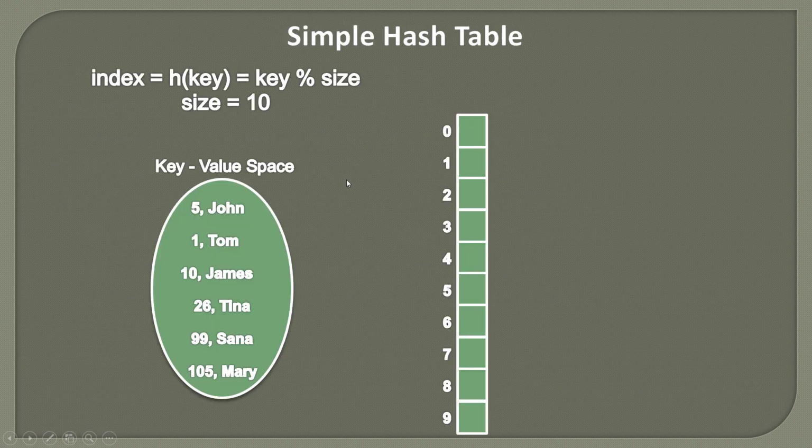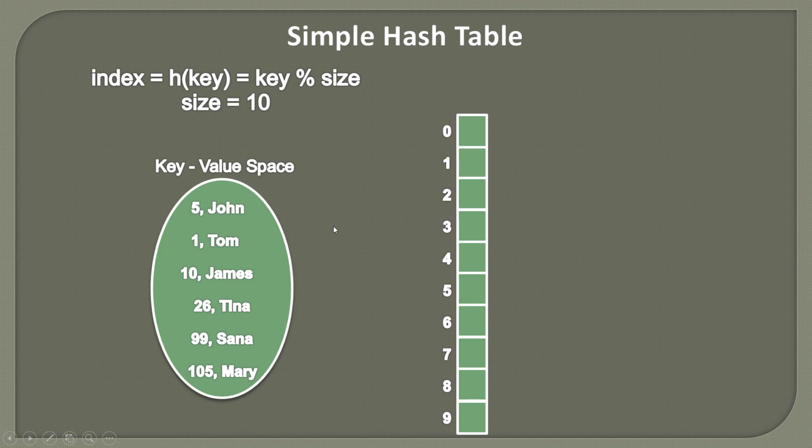So friends, let's see a simple hash table where we have been provided with the hash function as key mod size, and size is nothing but the length of this array. So this array is the internal data structure to implement a hash table. So we simply call it a hash table only.